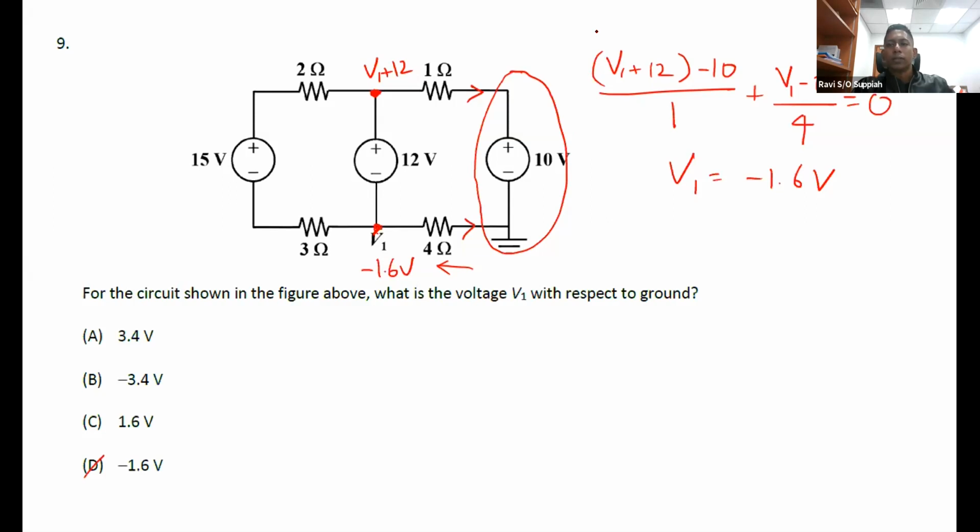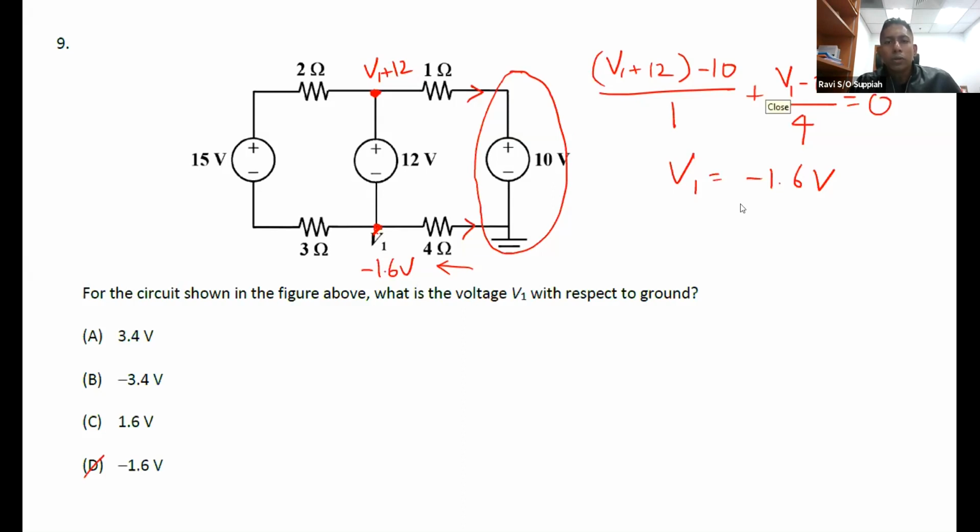Okay, wait, let me look at the charts. Plus. Can we use V1 plus 12 to do the analysis? Can we do this with a constant supernode?